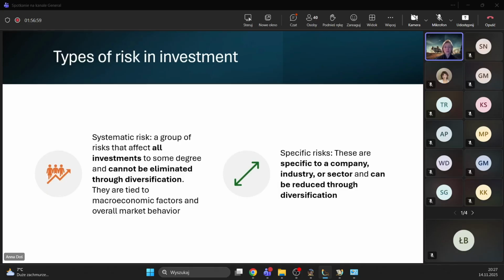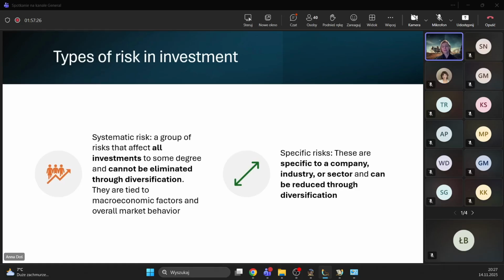Systematic risk is a risk that all assets or the whole asset class is exposed to. So if we invest in this asset class or in the market, we cannot eliminate the risk through diversification because no matter whether we go to stock A, B, or D, they are all exposed to the same risk.